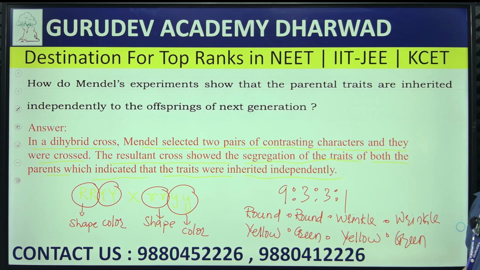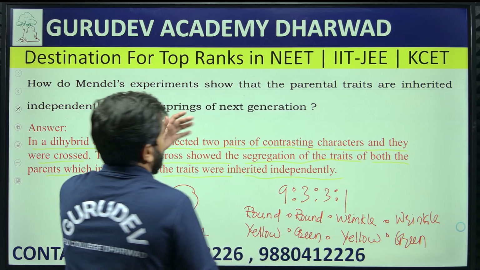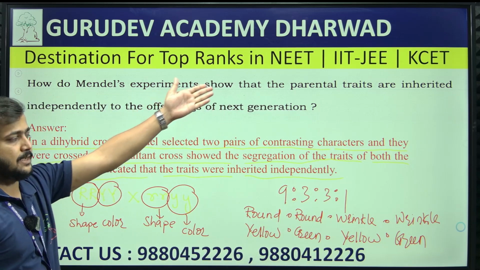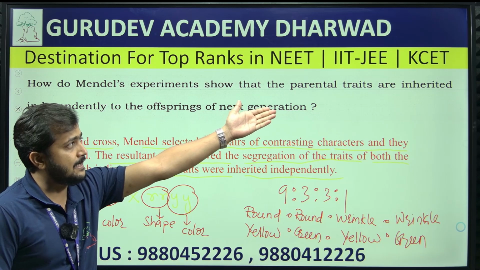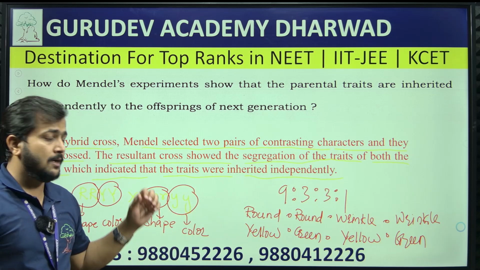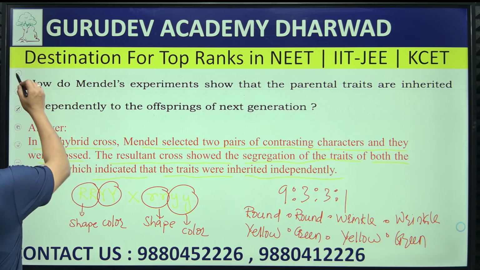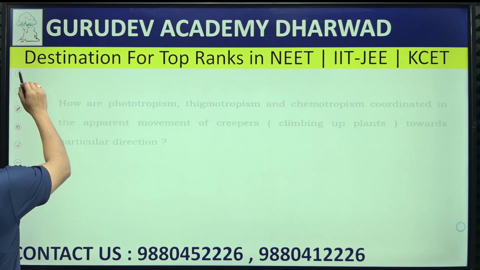So this showed all these types of characters, and that itself represents what we call Mendelian characters: parentally inherited traits are inherited independently of each other. The genes are independent of each other, which is what Mendel represented.